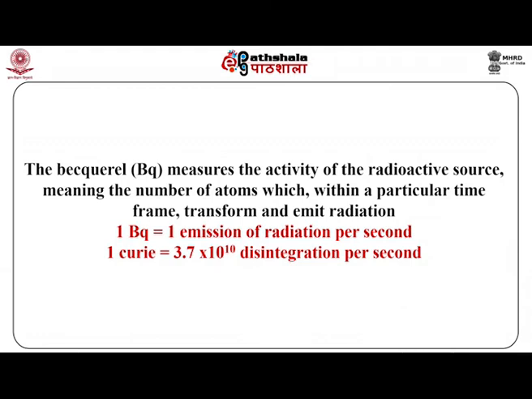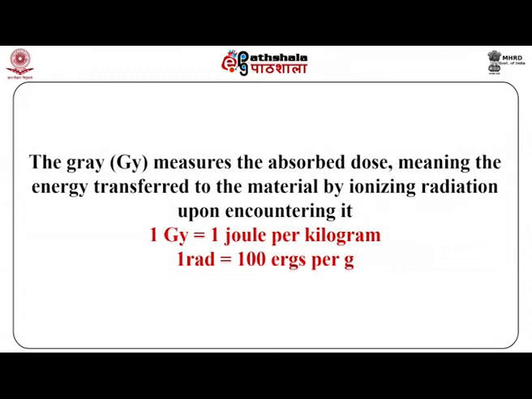1 becquerel is equal to 1 emission of radiation per second. 1 curie is equal to 3.7 times 10 to the power of 10 disintegrations per second. The parameter Gray measures the absorbed dose, meaning the energy transferred to the material by ionizing radiation upon encountering it. 1 Gray is 1 joule per kilogram. 1 Rad is 100 ergs per gram.